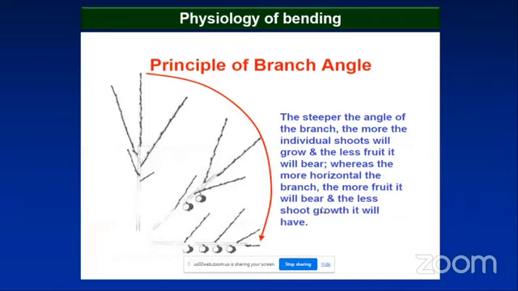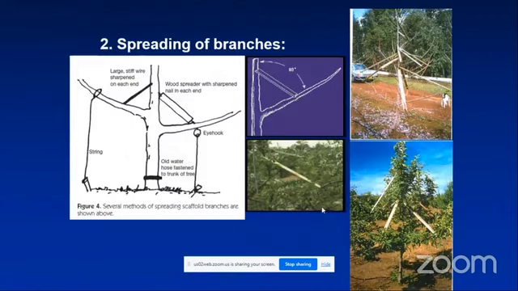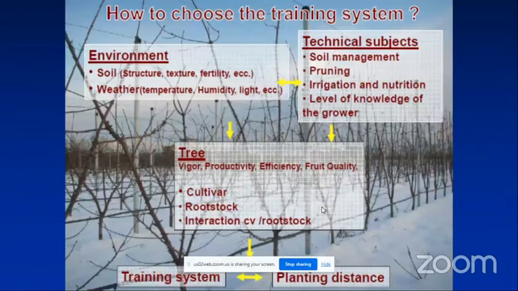From the picture, it is very much clear that the steeper the angle of the branch, the more individual shoot growth it will have, and the less fruit it will bear. With a wider angle, it will bear more fruit and have less shoot growth. So from the picture, it is very much clear how we go for limb bending and making the branch appropriate. That is spreading of the branch, and how technically very useful devices are being used to amend the tree structure, to make the required structure.